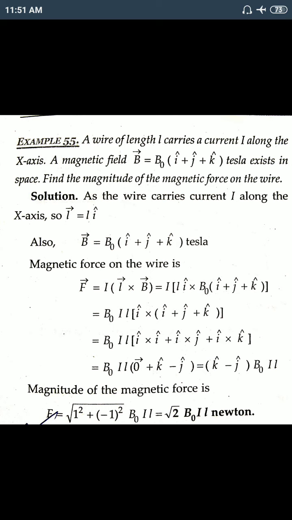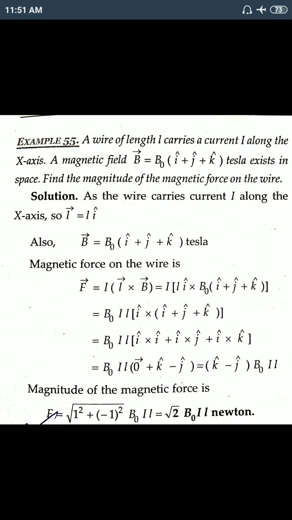So I cross J gives us the K vector, J cross K gives us the I vector, K cross I gives us the J vector. So we apply that formula here also, and we get the last expression. Now if we find out the magnitude, that means root over of F equals root over of fx square plus fy square plus fz square.